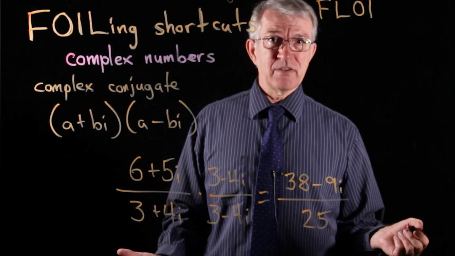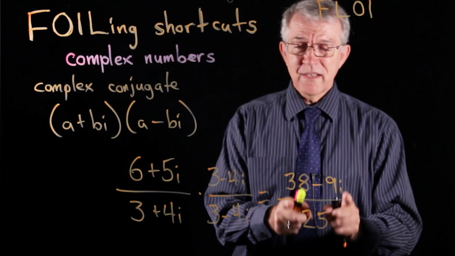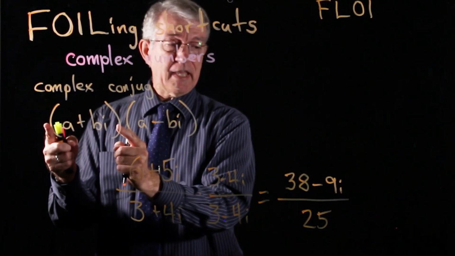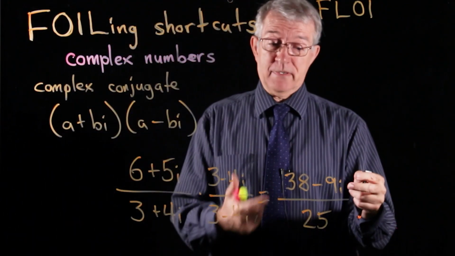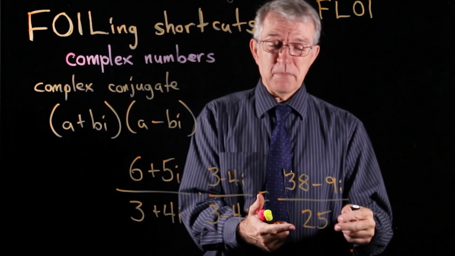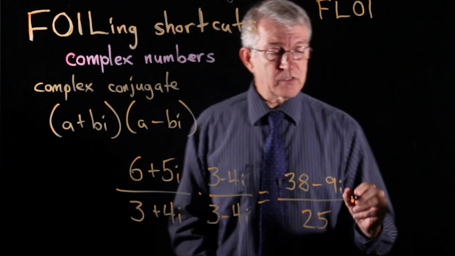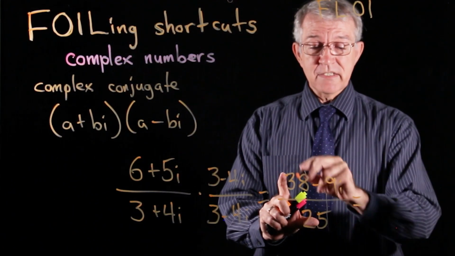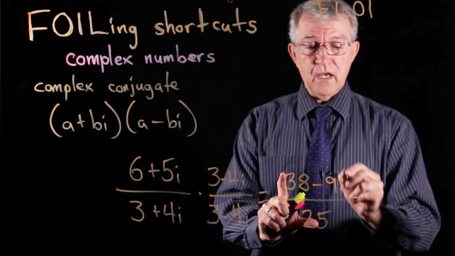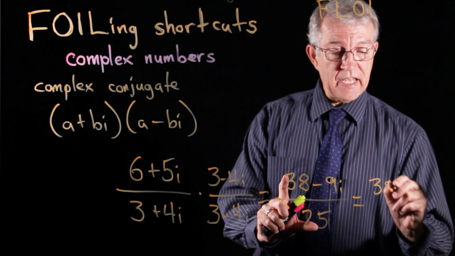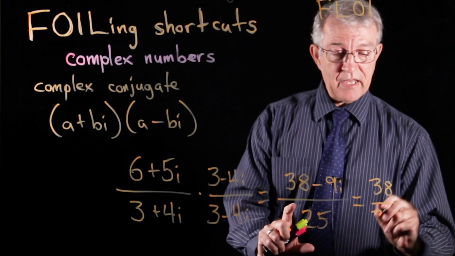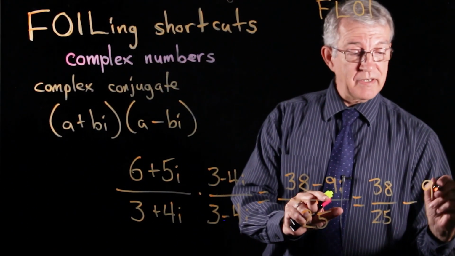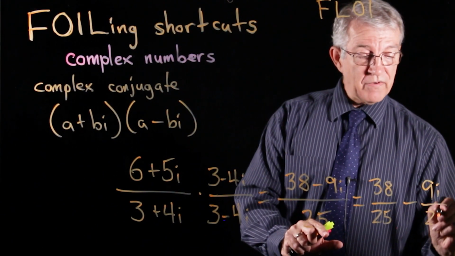And this isn't the answer anybody wants. The reason is this answer doesn't look like a complex number. It doesn't look like a plus bi. It looks like something that looks like a complex number, but then it's part of a fraction. And so what the scientists and engineers especially like to do is they split up the terms of the numerator. So we have a 38, and we put that over the 25. And then we have a minus sign, and we have the 9i, and we put that over the 25.